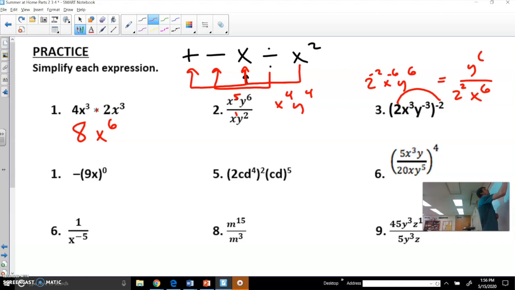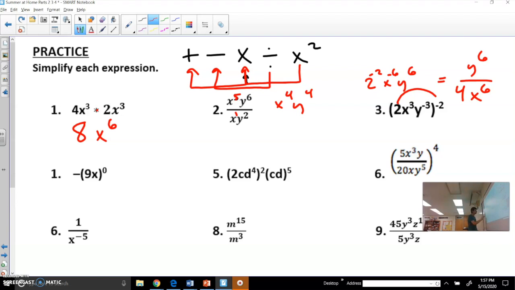And then I want to leave y to the 6 in the numerator because it was not a negative power, it was positive. Well, 2 squared, I could simplify 2 squared to be 4, and then that could be my final answer there.